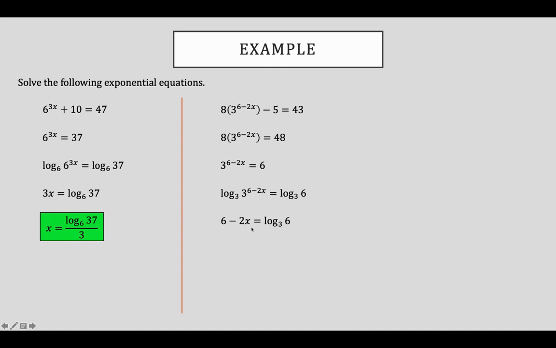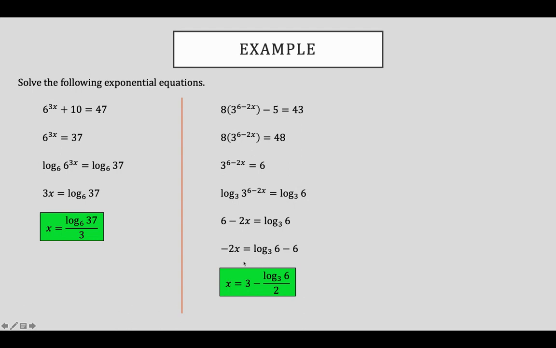Now, to solve for x, we can begin by subtracting 6 from both sides, leaving us with negative 2x is equal to log base 3 of 6 minus 6. And to get our final answer here, we would divide both sides by negative 2. Again, dividing by negative 2 is the inverse operation of multiplying by negative 2. Leaving us with our final answer, x is equal to 3 minus log base 3 of 6 over 2.